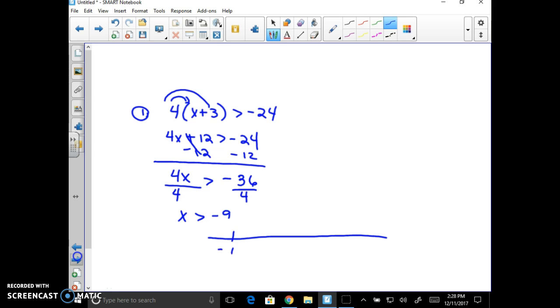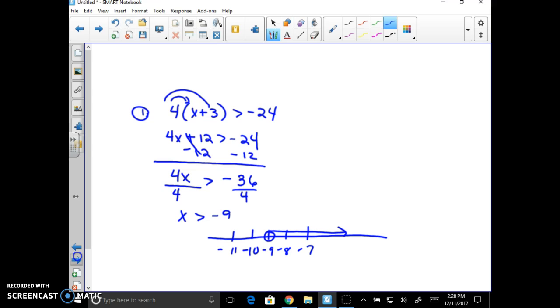Let's say negative 11, negative 10, negative 9, negative 8, negative 7. We're going to have an open circle at negative 9 because it's not equal to. But all the numbers that make this inequality true are highlighted. So I can take negative 8 and substitute in, negative 7, it's going to make that true.